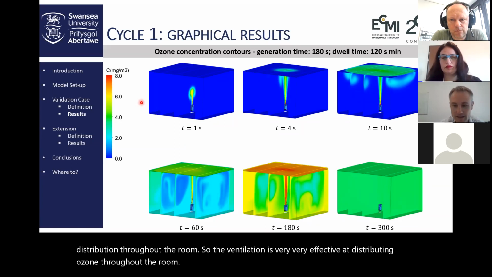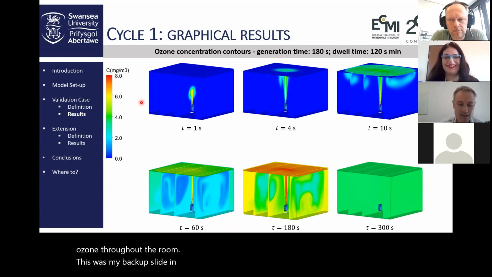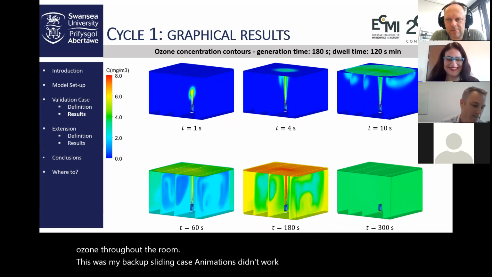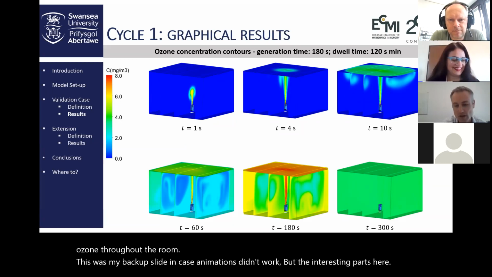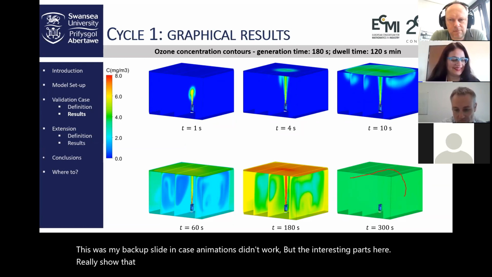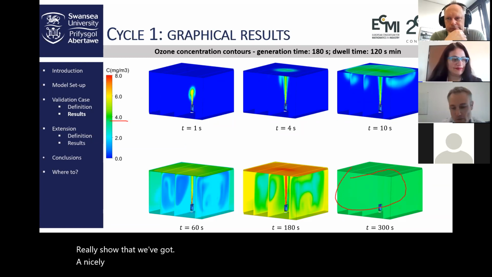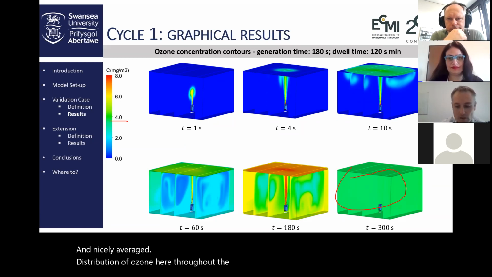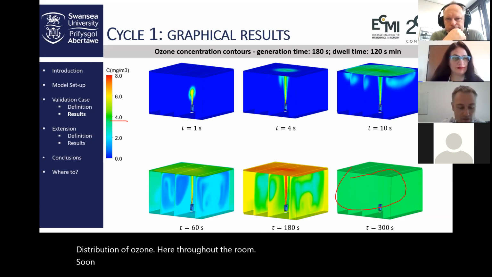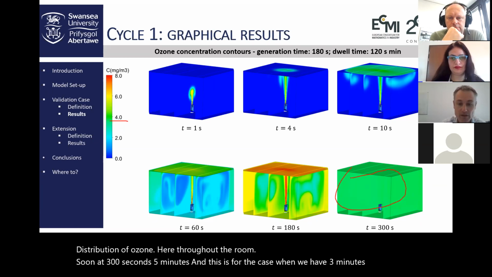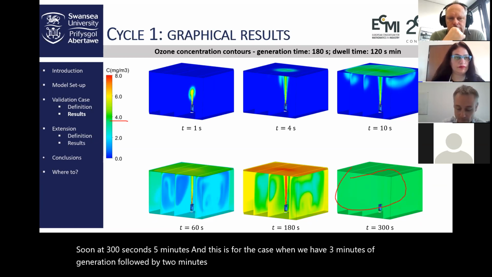This was my backup slide in case animations didn't work, but the interesting parts here really show that we've got a nicely averaged distribution of ozone throughout the room very soon at 300 seconds, 5 minutes. And this is for the case when we have 3 minutes of generation followed by 2 minutes of ventilation.